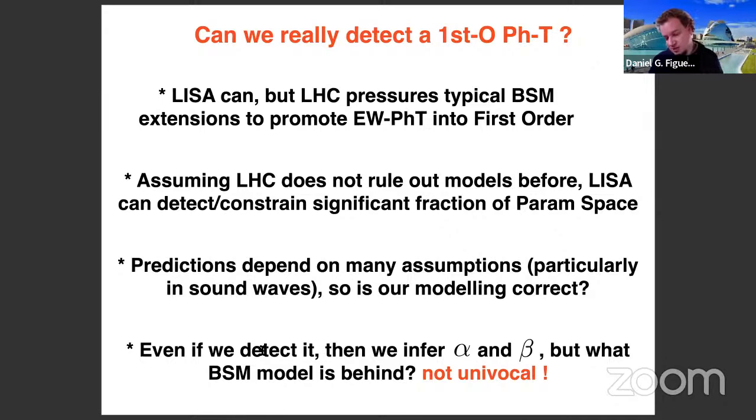And even if we detect one of these backgrounds, there's always the question of, okay, we are going to infer alpha and beta and maybe a couple more parameters, but there are going to be many theories degenerate among themselves producing these parameters. So it's not going to be univocal. So maybe we will need to cross-correlate this kind of detection with something else.